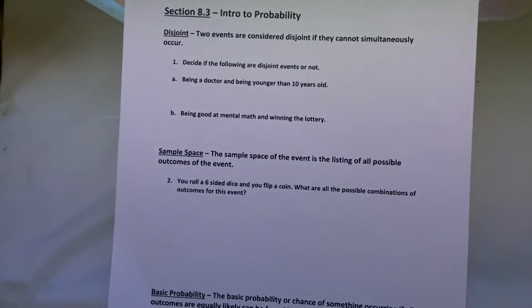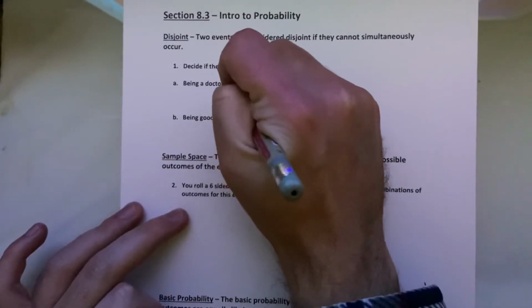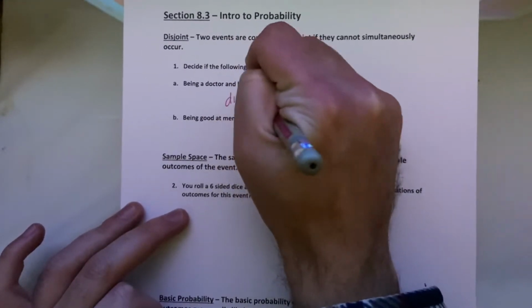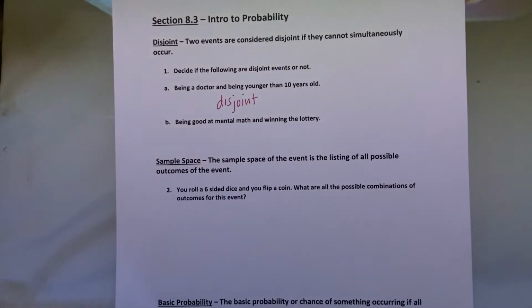Two events are considered disjoint if they cannot occur at the same time. Decide if the following events are disjoint or not. Being a doctor and being younger than 10 years old. You may argue that there may be extraordinary situations where that's true, but I would say these are two disjoint events. It's very hard to get through med school by the time you are 10. It's probably not going to be a doctor.